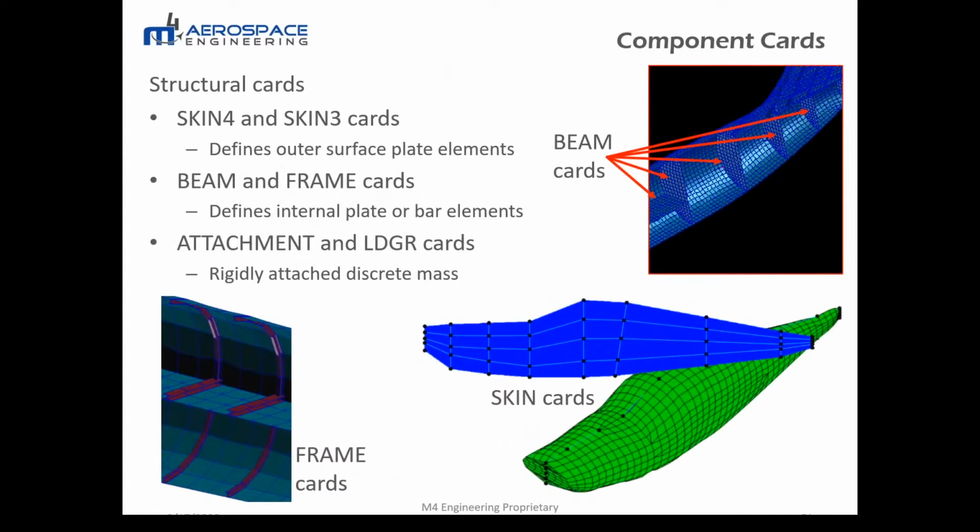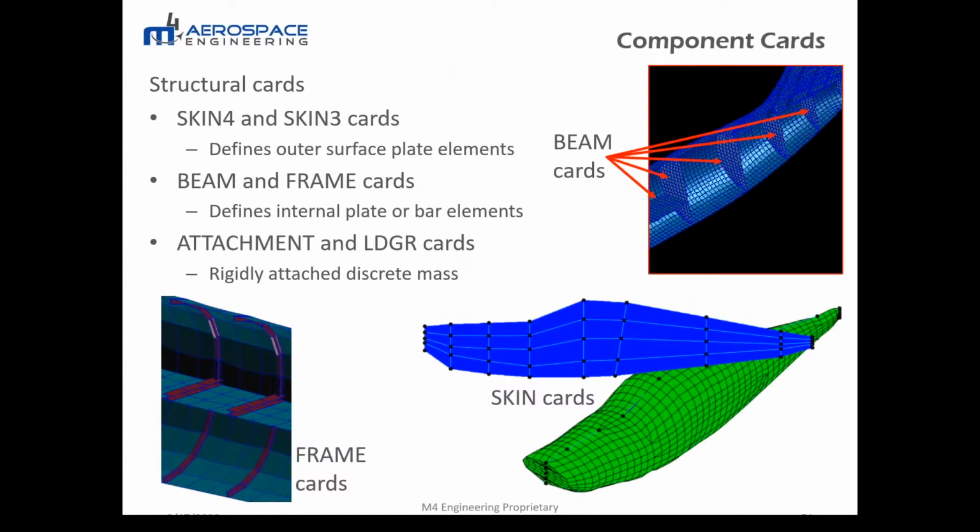So here are some of the structural sketch cards that are used to define structural elements in Structure Studio. First, we have the skin card. These define the regions where outer surface plate elements should be added. In the bottom right image, you can see that the whole model has been paved with the blue skin 4 quadrilaterals, which translates to the fully defined outer surface fuselage shown in green.